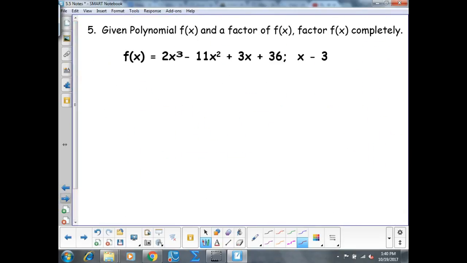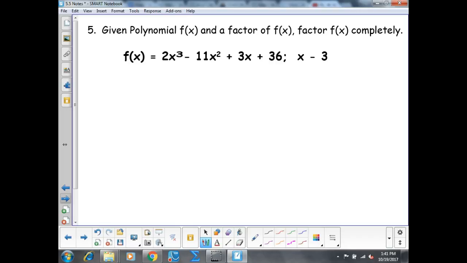Polynomial long division. Love it. Given the polynomial f of x and a factor of f of x, factor it completely. Which method is that? Is that method 1, 2, or 3? You're going to need a more robust method. Yeah, method 2, the algorithm.